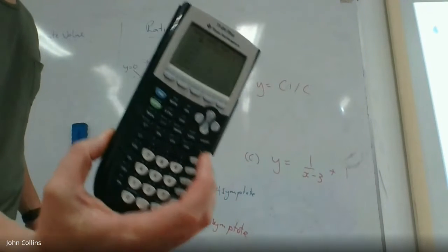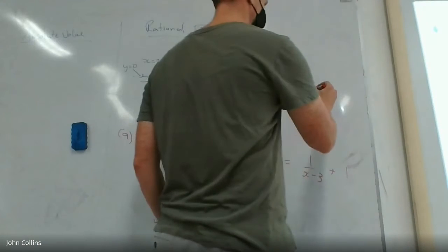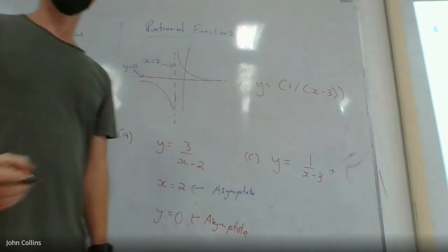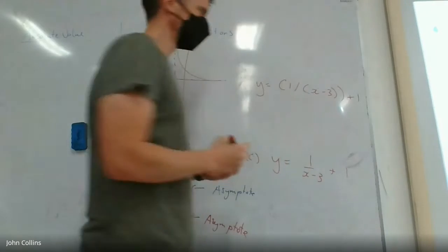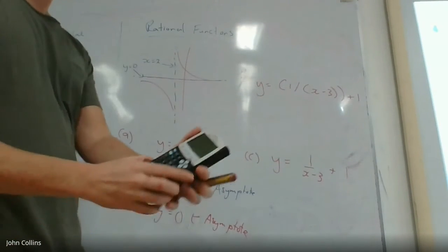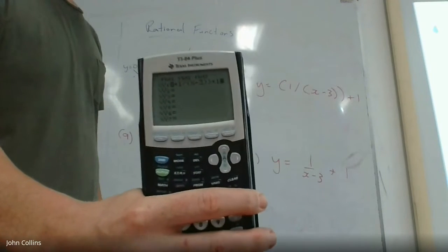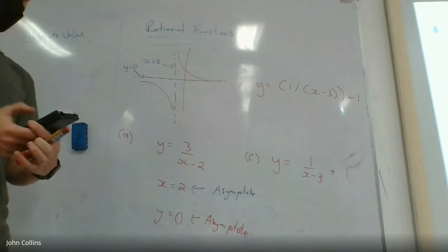And the second bracket to close it. X minus 3, bracket, bracket. And then add 1. So that's how you type that equation. So it's just making sure everything is divided by. So it should look like that. Okay, press graph.